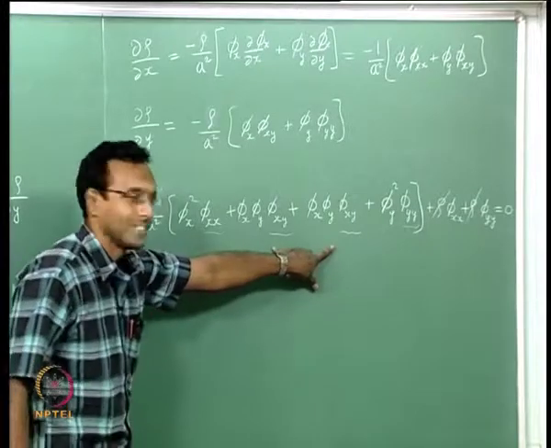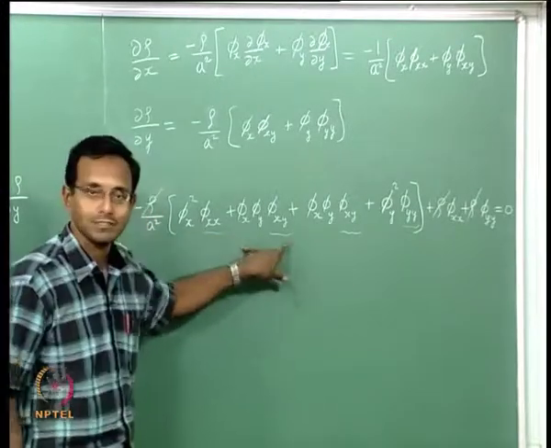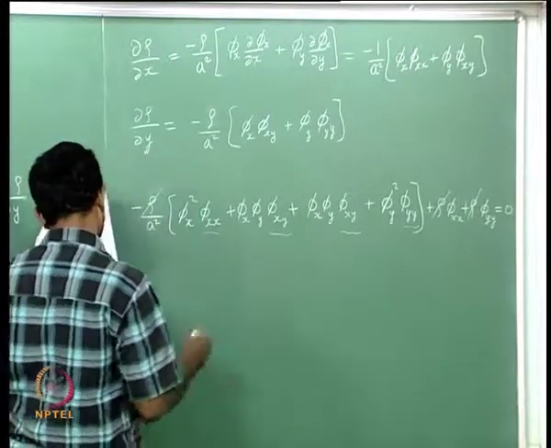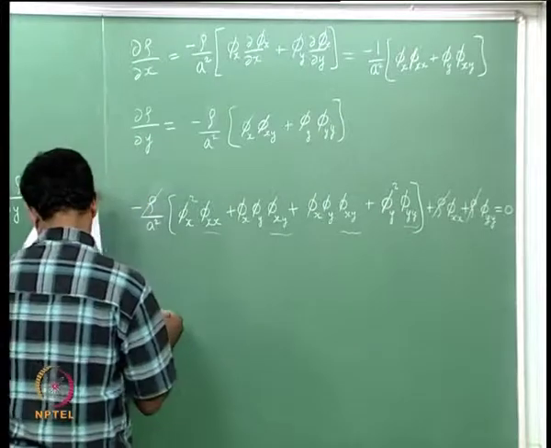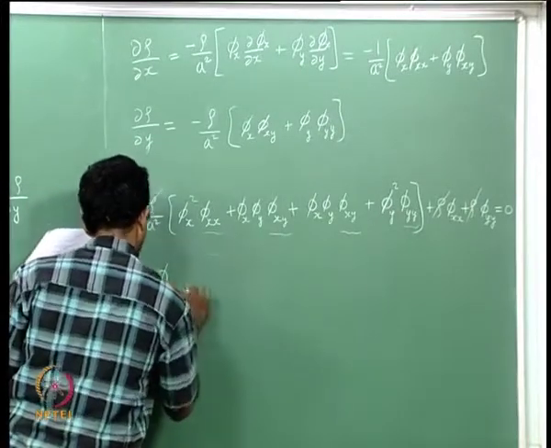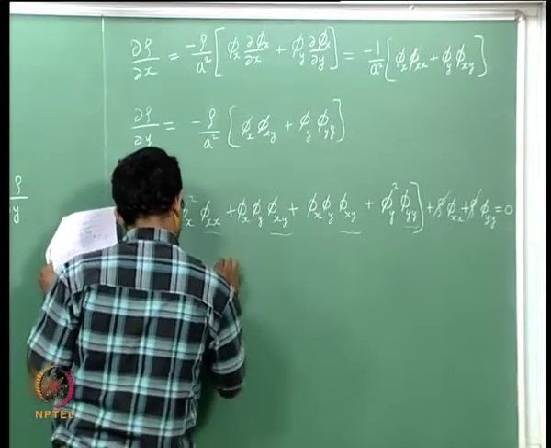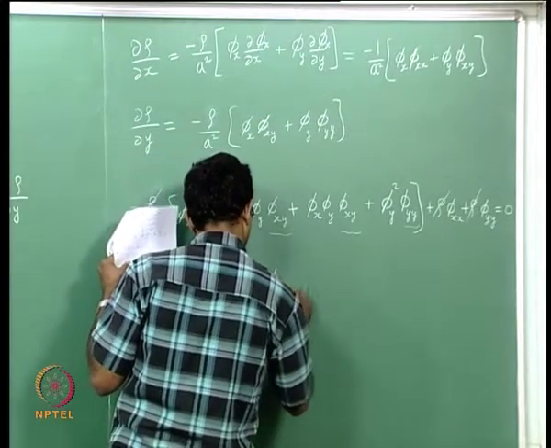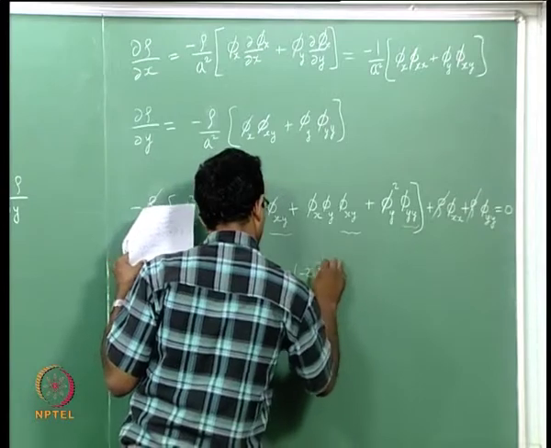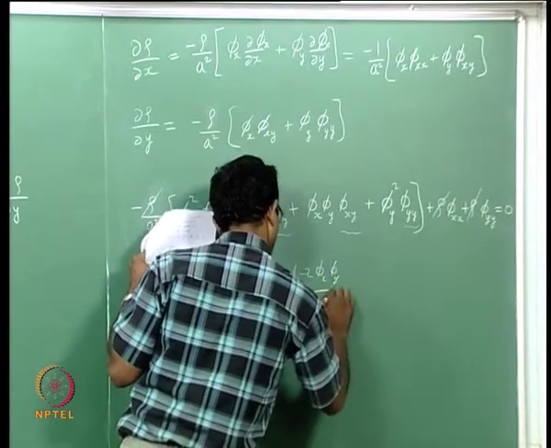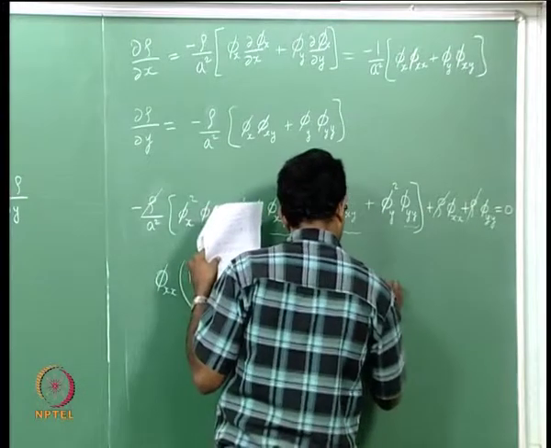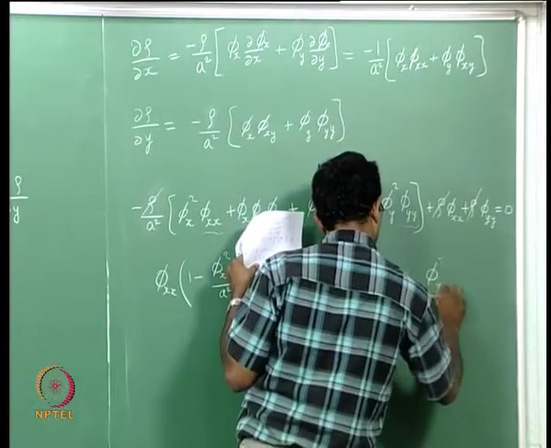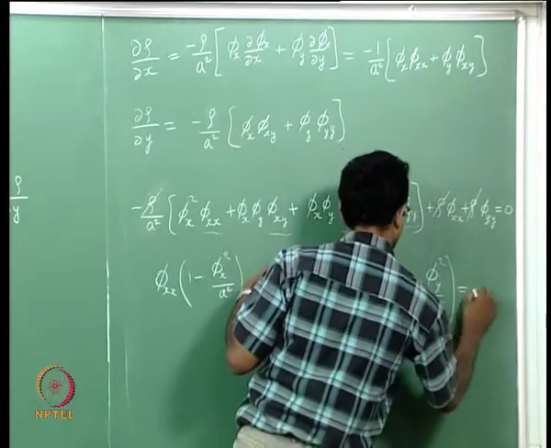If I look at these two terms, they are exactly the same. I can just put 2 times this. Okay. So now I will go and rewrite the expression so that it looks like something mathematicians will like. Phi xx times 1 minus phi x square by a square plus phi xy times minus 2 phi x phi y by a square plus phi yy times 1 minus phi y square by a square, this equal to 0.